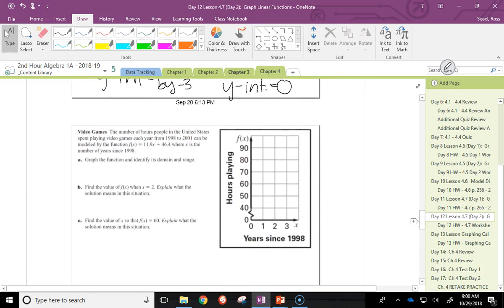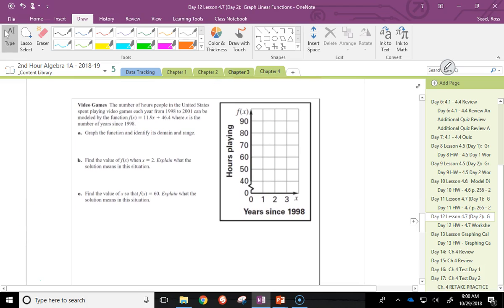Okay. We're almost out of time, but this one we should do pretty quickly. The number of hours people in the United States spend playing video games each year from 1998 to 2001 can be modeled by the equation f of x is 11.9x plus 46.4. So graph the function. Everyone graph the function on their own.